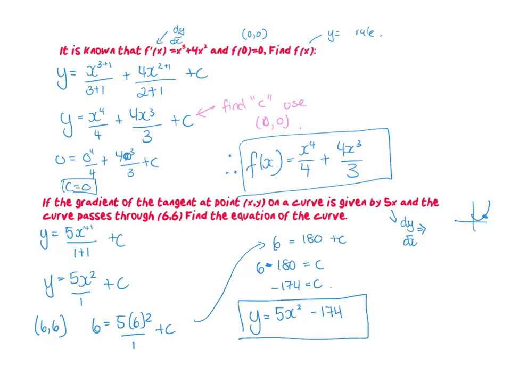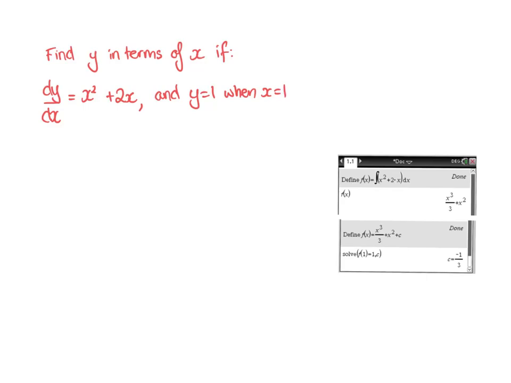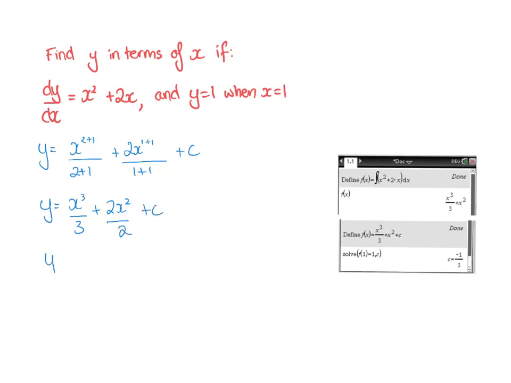And there we go. Okay, with this last one, I'm just going to do another manual, and then I'll show you how you do it on the calculator. So we're trying to find y, so it'll be x squared, add a power, divide by that new power, and it'll be 2x, and it's like 1 plus 1, so divide by 1 plus 1, and it'll be plus c. So we see y equals x cubed over 3 plus 2x squared over 2 plus c. So we could simplify that to x cubed over 3 plus x squared plus c.